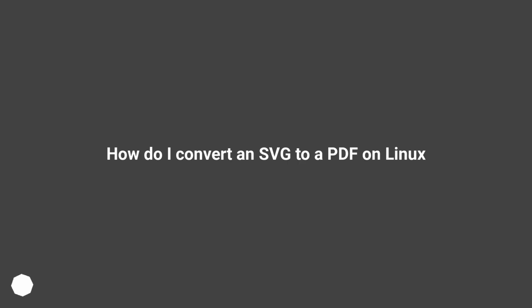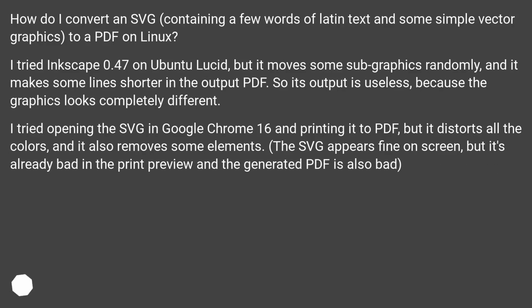How do I convert an SVG to a PDF on Linux? How do I convert an SVG, containing a few words of Latin text and some simple vector graphics, to a PDF on Linux? I tried Inkscape 0.47 on Ubuntu Lucid, but it moves some sub-graphics randomly, and it makes some lines shorter in the output PDF. So its output is useless, because the graphics look completely different.